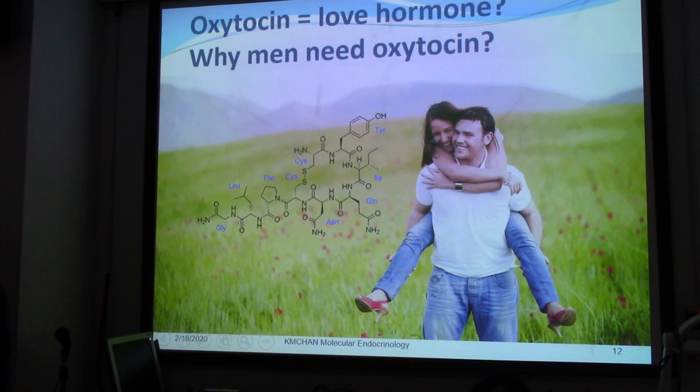So what's the function of oxytocin in man? It's also known as man's hormone or love hormone, because it's found that it would be related to human behavior, especially on man's behavior. Now this is the secondary structure. You can see the amino acid side chains and then the disulfide bond linkage here. And then this is oxytocin acting on its receptor.